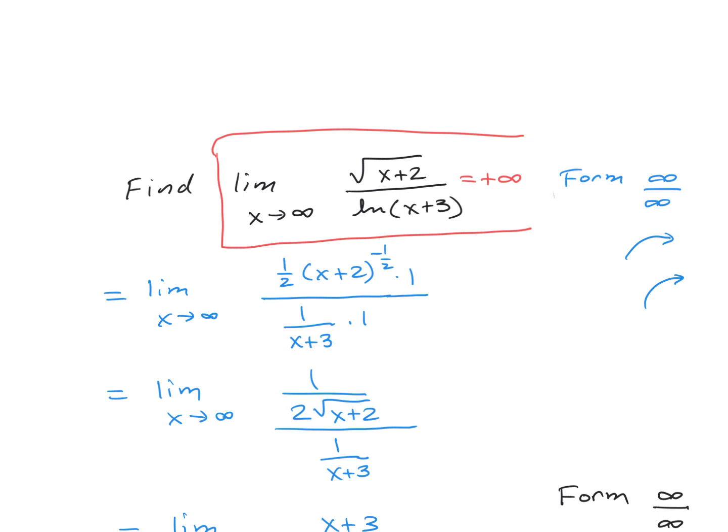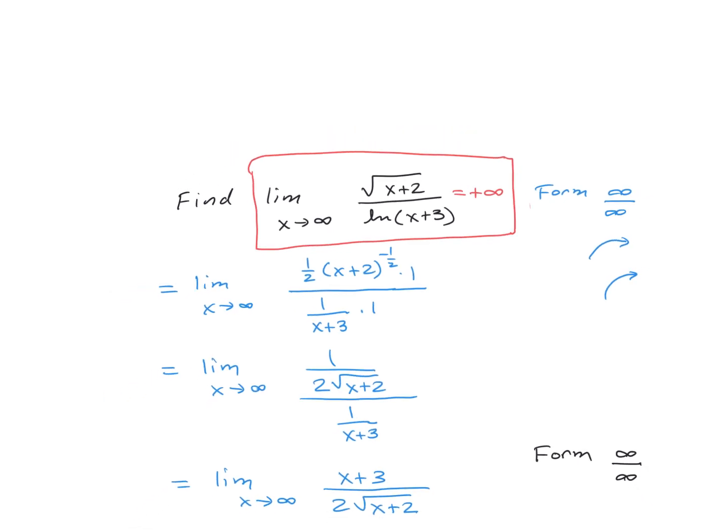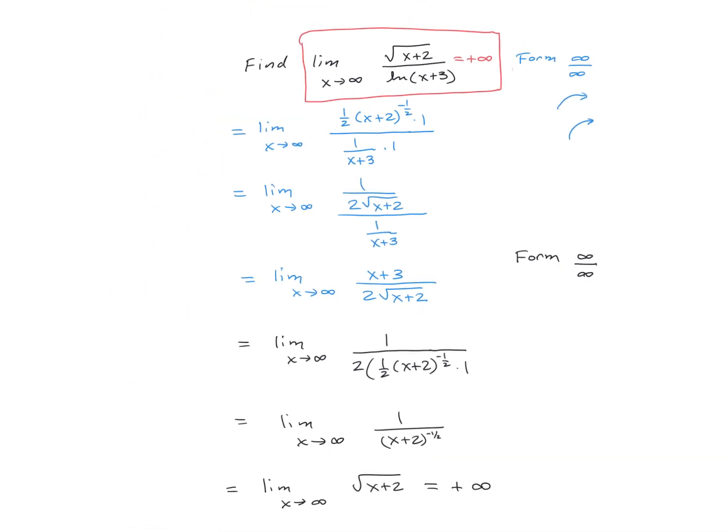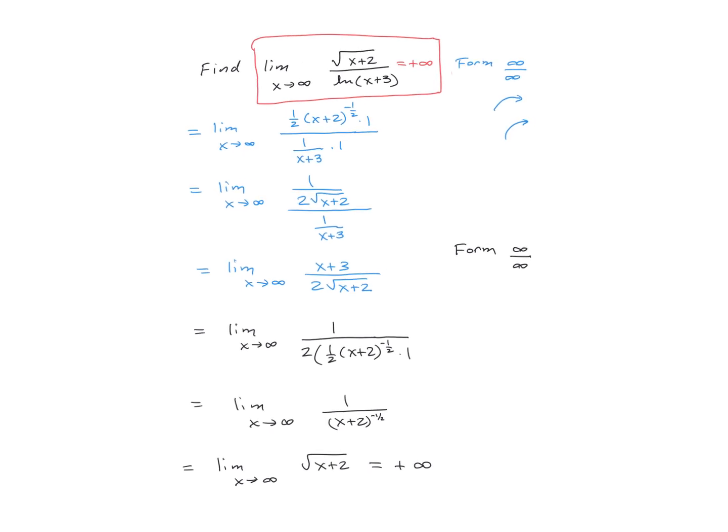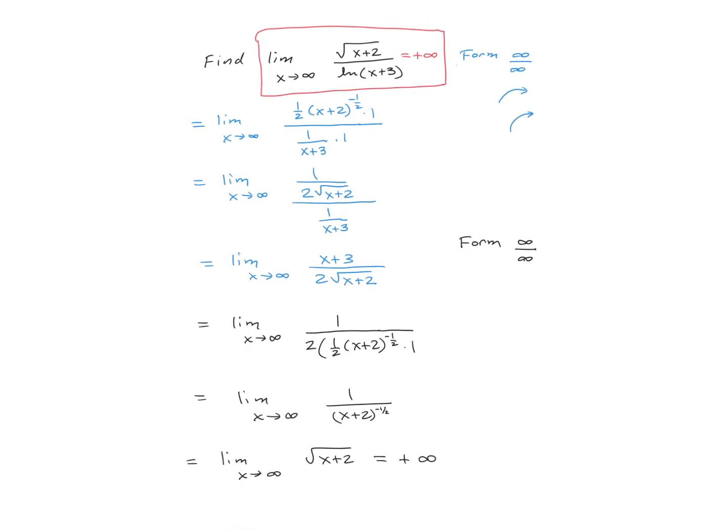All right, and again, one of the most important takeaways of this video is always making sure you have the form 0 over 0 or infinity over infinity before you apply L'Hopital's rule. It's extremely important. You can get some really inaccurate results if you don't have that satisfied.